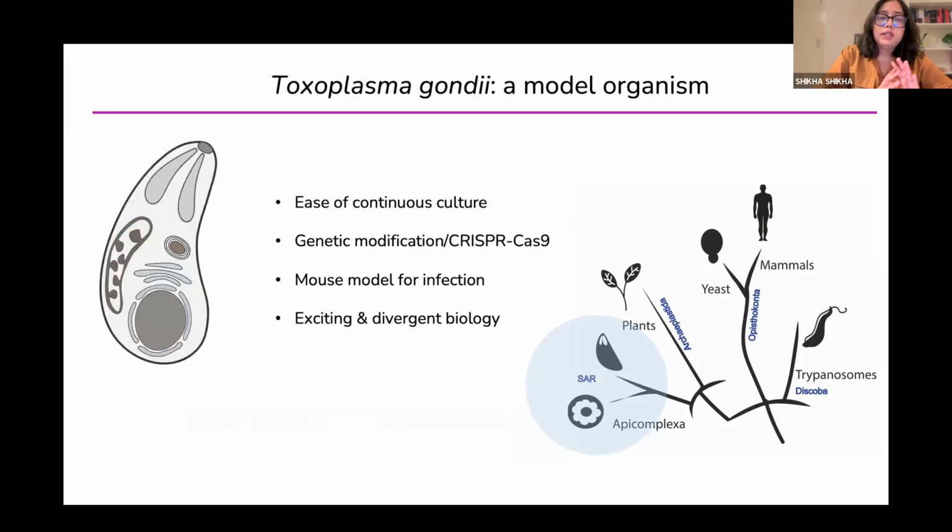Apart from being a medically important pathogen, Toxoplasma has also become a versatile model organism. And the more we study the different branches of the eukaryotic tree, the more we find out that the fundamental principles of biology that we thought were universal because they are true for humans and yeast are actually quite divergent among the eukaryotes.